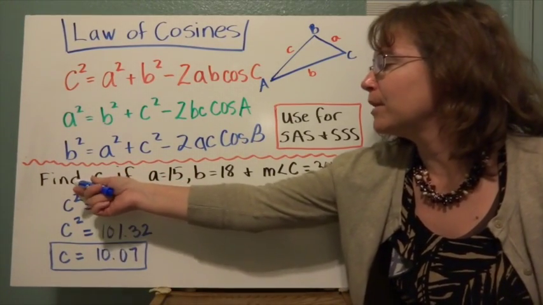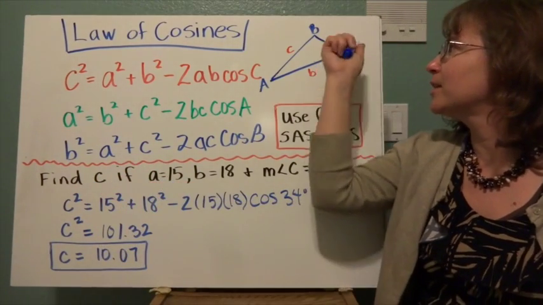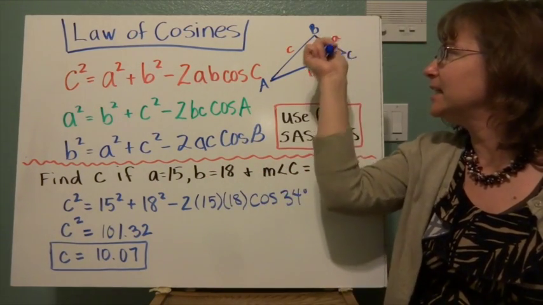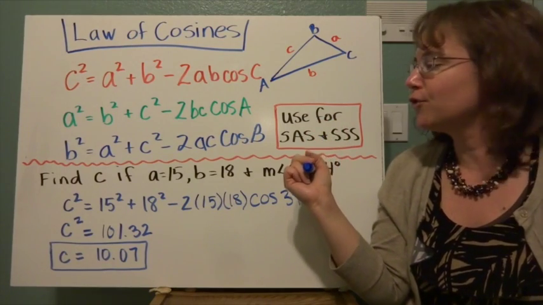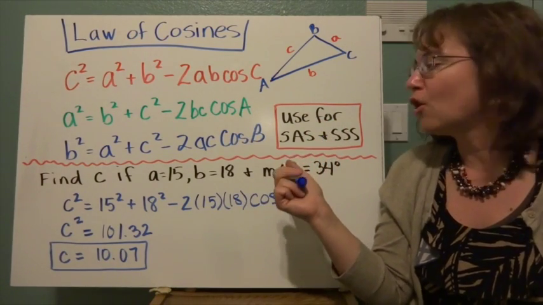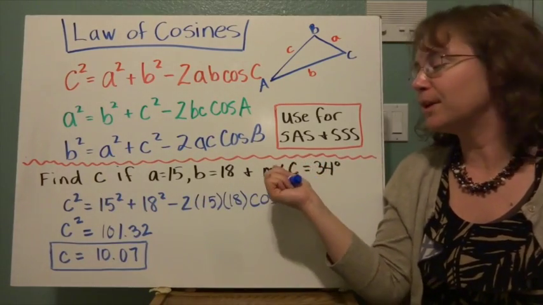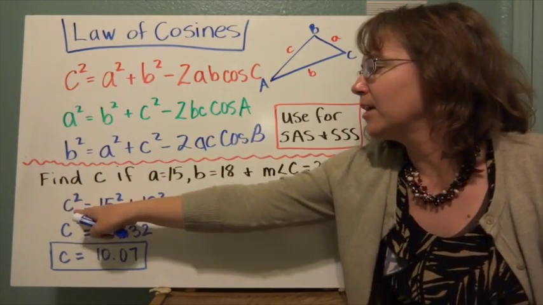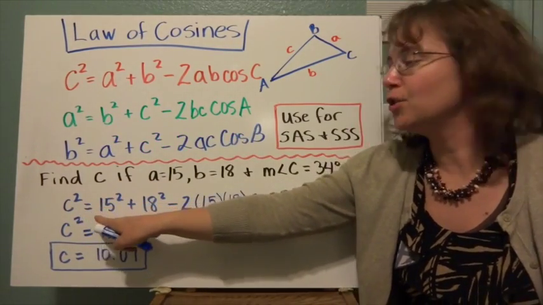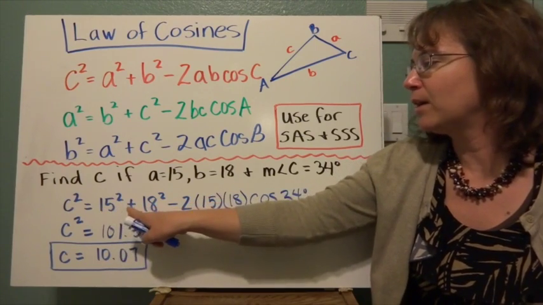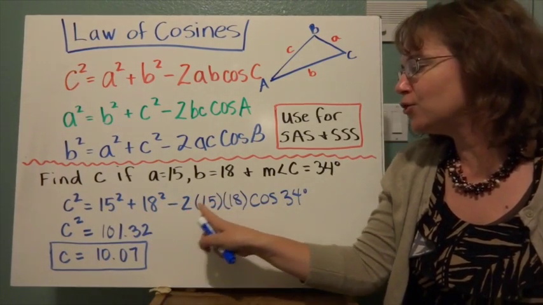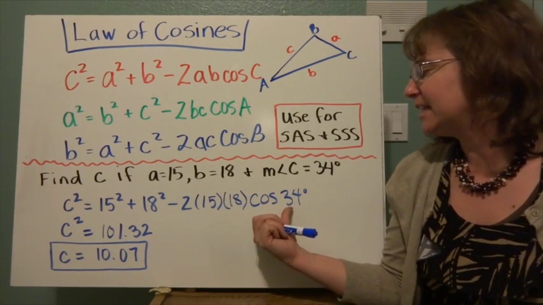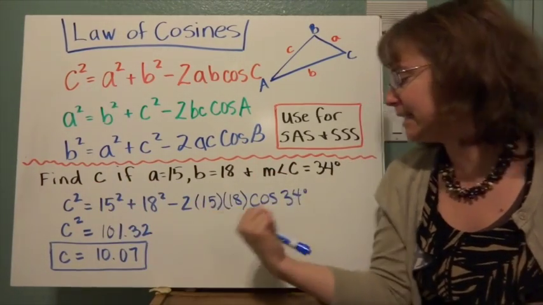So for example, we want to find C if A is 15, so our side length of A is 15, and B is 18, and the measure of angle C in between there is 34 degrees. So in this case, we're going to be solving for C, and we know the measure of the angle across from it, it's 34 degrees. So we're going to use this one right here, where we have C squared is equal to A squared, which is 15 squared, plus 18 squared, minus 2 times 15 times 18, that's A and B, cosine 34 degrees. That's the angle across from my C.